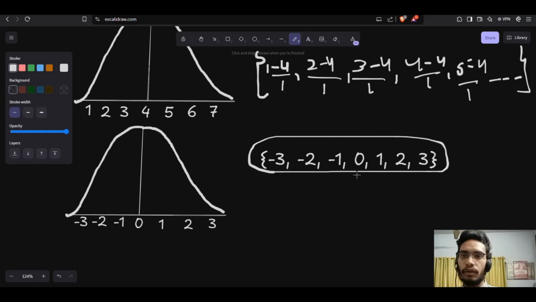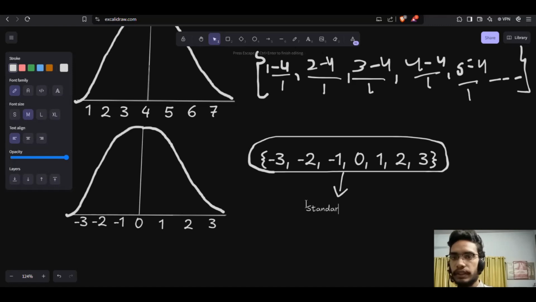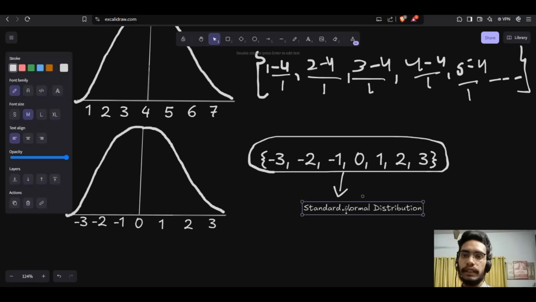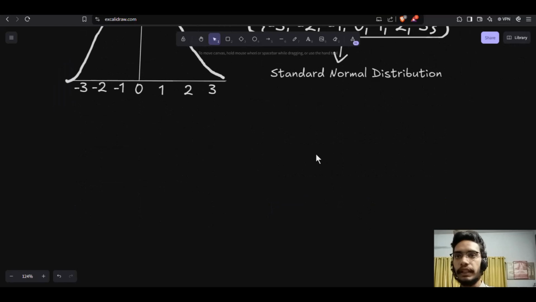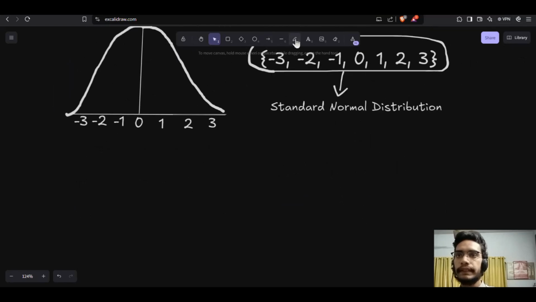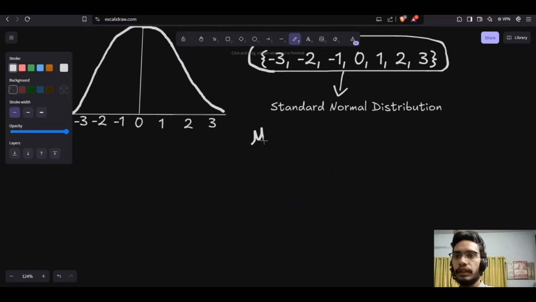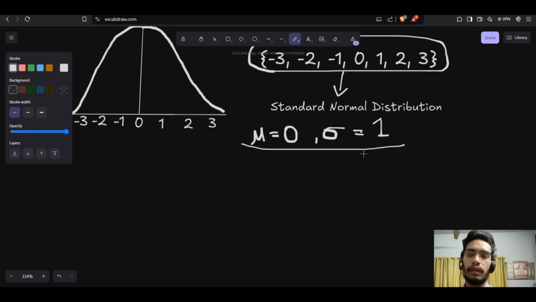Now this one is called the standard normal distribution. And one of the main properties of this standard normal distribution is that your mean is equal to 0 and your standard deviation is always equal to 1. This is the main property of the standard normal distribution.